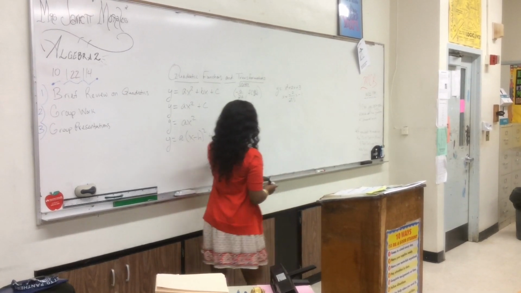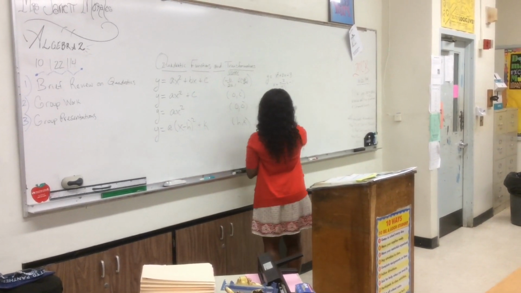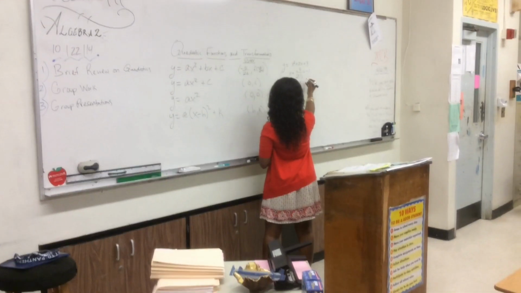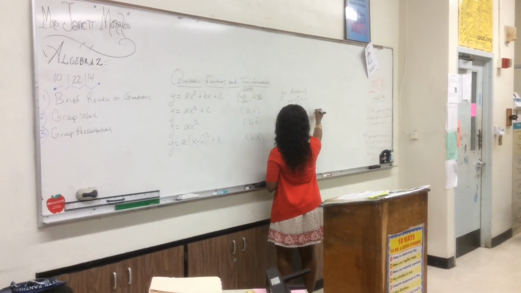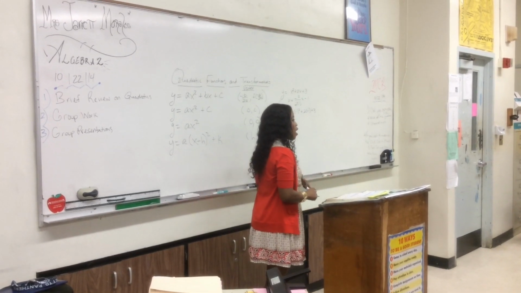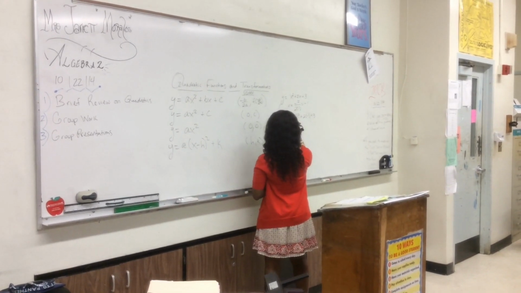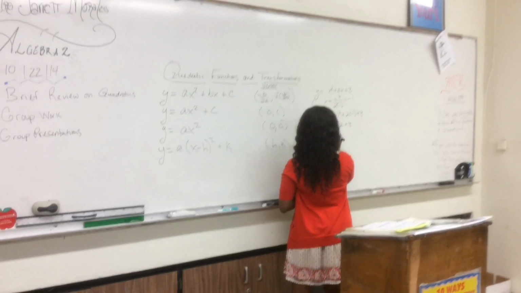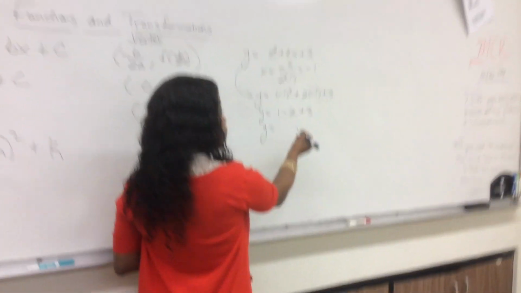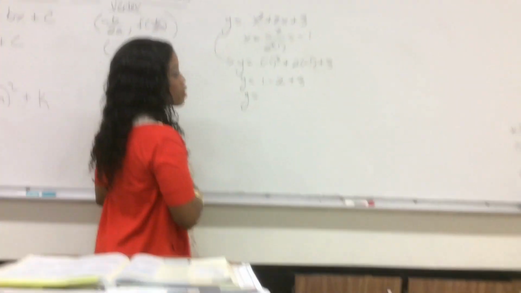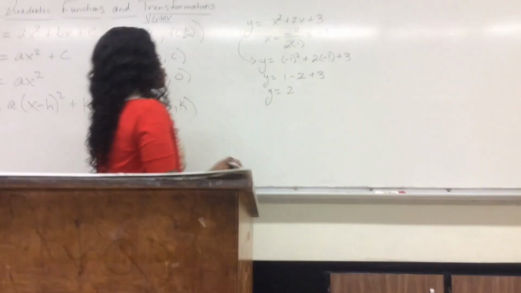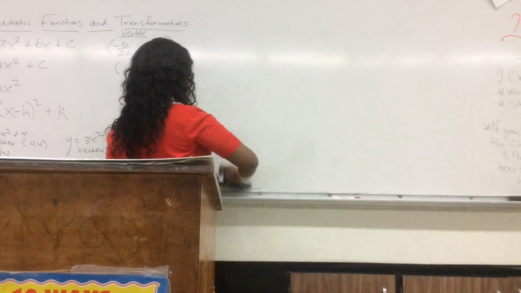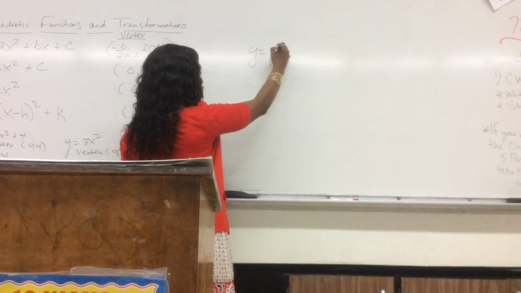Okay, remember that once we find the x value, we plug it back into the whole thing. So if x is negative 1, I'm going to go ahead and substitute that in and see what my y coordinate is. So negative 1 squared, 2 times negative 1, plus 3. Okay, so y equals 1 minus 2 plus 3, which is 2. So my vertex would actually be what? Negative 1, comma 2.